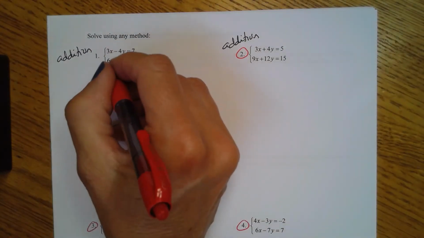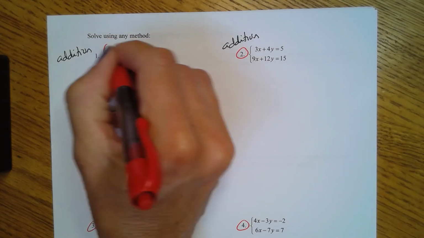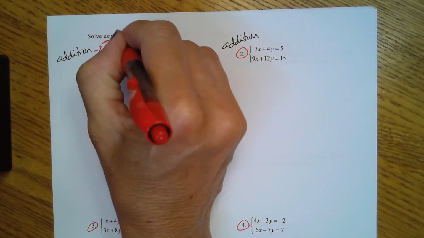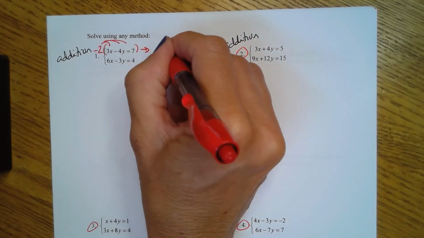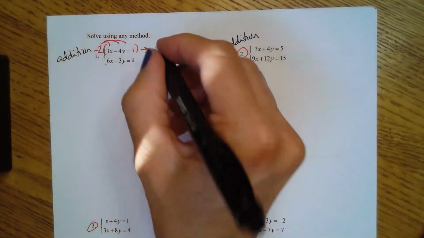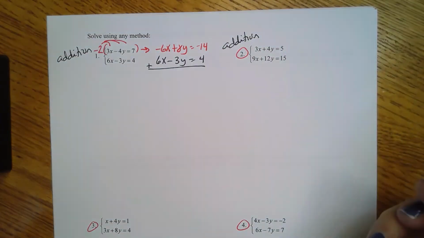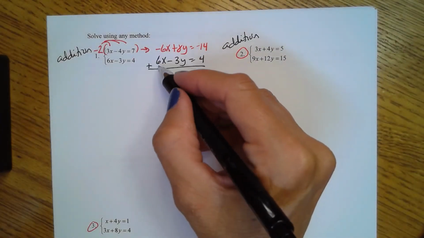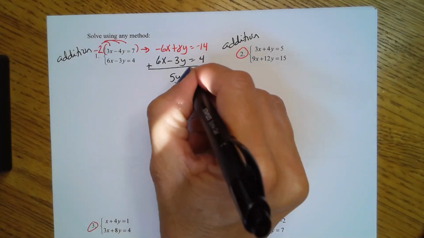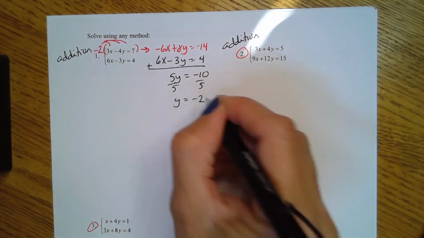So number 1, we see that x's look a little bit easier to eliminate than the y's, just by multiplying the first equation by a -2, because then that would give me -6. So go ahead and multiply all the way across. So the first equation becomes -6x plus 8y equals -14. Second equation stays the same, 6x minus 3y equals 4, and we're going to add those together. Again, the reason why I multiplied by -2 is now that those x's will cancel when we add, and we get 5y equaling -10. So we need to just divide by 5, and y is going to equal -2.